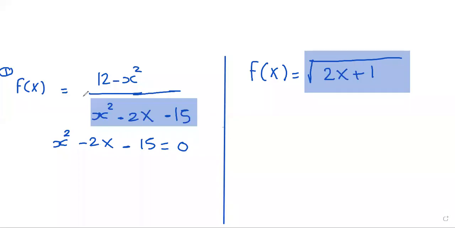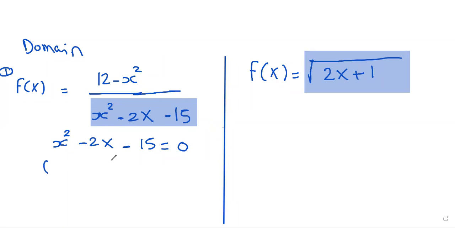And the first one, if I want to find the domain of the function, the domain means all values we can find. Actually, you can find any value except the zeros of the denominator. So instead of x squared minus 2x minus 15, we equate it to 0. We write the denominator is equal to 0.